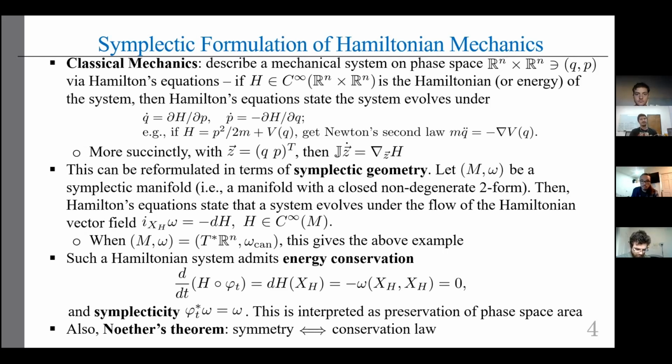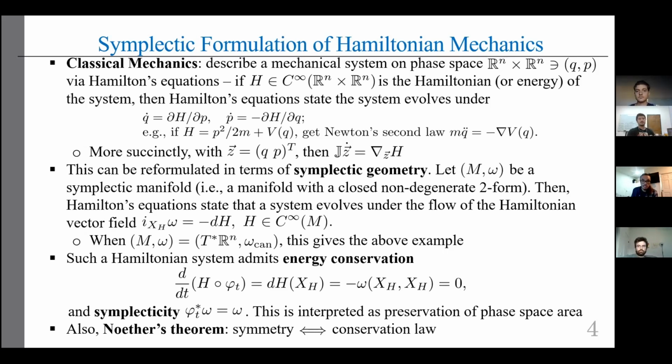where the first coordinate is like the position Q and the second coordinate is the momenta P. And Hamilton's equations in mechanics say that if you have some Hamiltonian, which is just some smooth function on the space, which you can think about as the energy, then the system evolves under these equations. Q dot equals dH dP, P dot equals minus dH dQ.